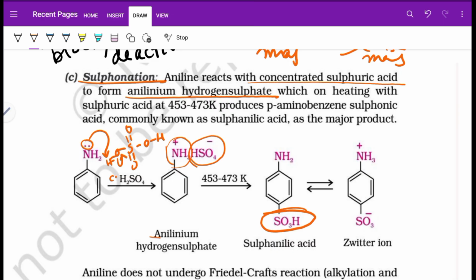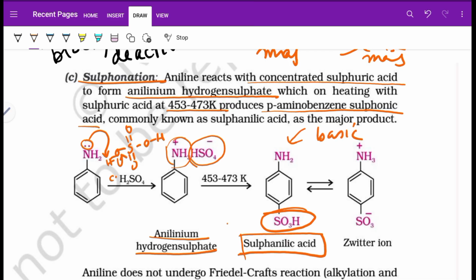So this is anilinium hydrogen sulfate. And at a temperature of 453 to 473 Kelvin, it gives you para-amino benzene sulfonic acid, which is known as sulfanilic acid, the common name. This sulfanilic acid has a basic functional group and an acidic functional group together. And so this is amphoteric in nature.